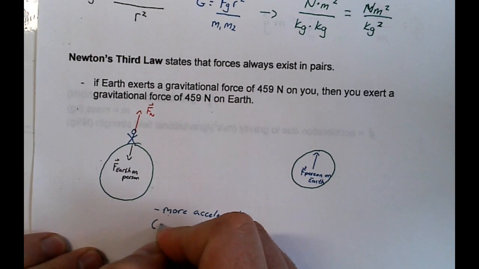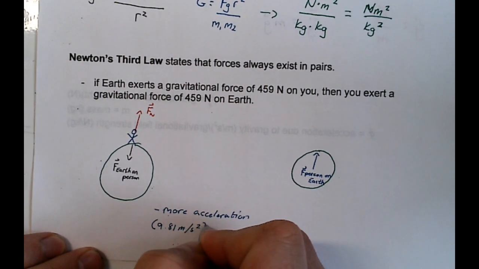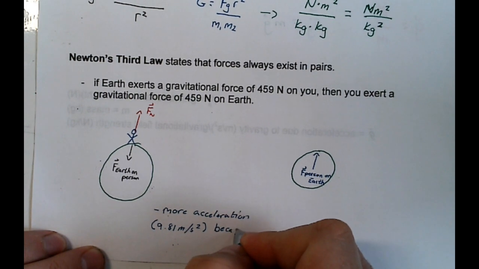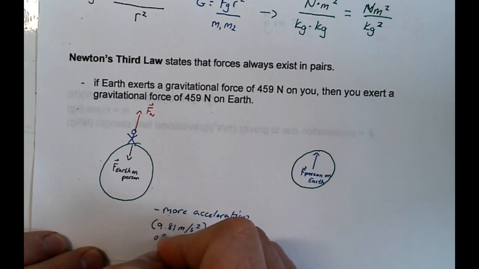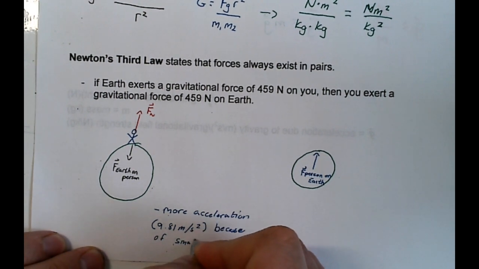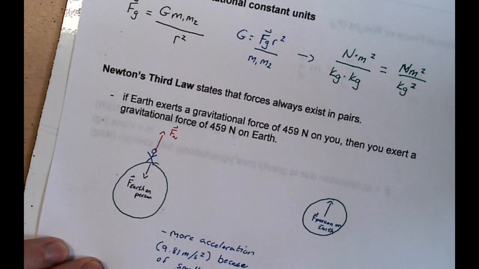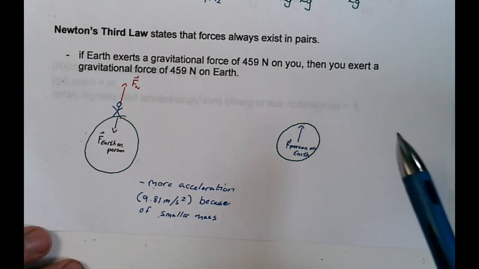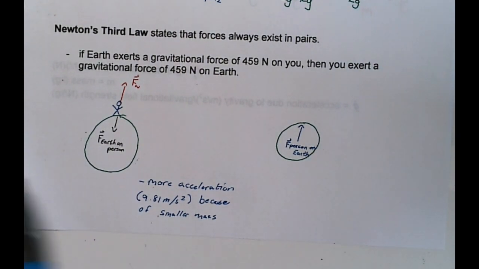Or again, 9.81 meters per second squared, because they have a smaller mass. The Earth is going to experience less acceleration because it's got way more mass.